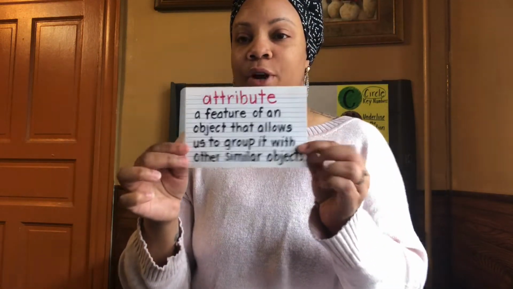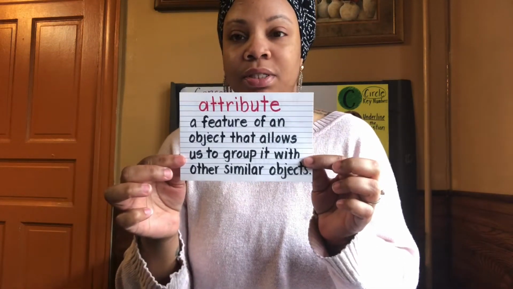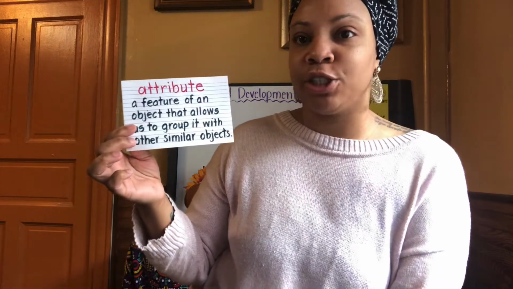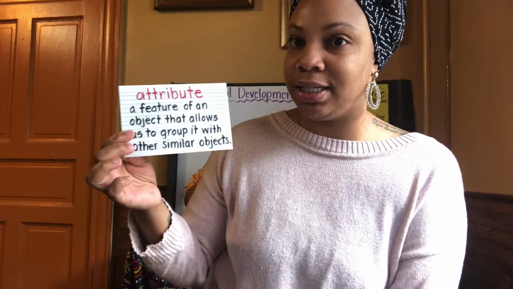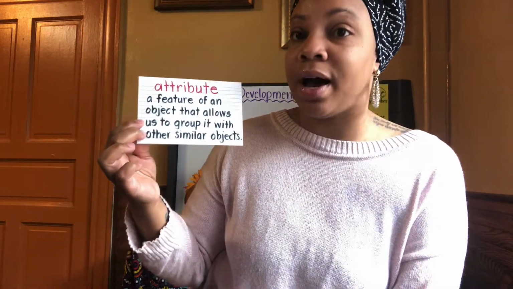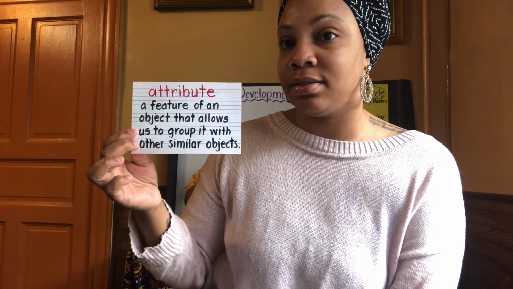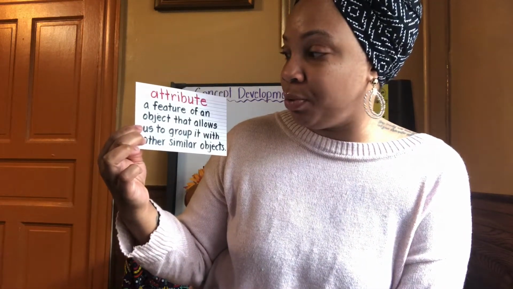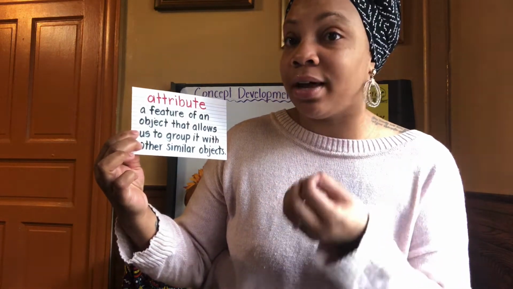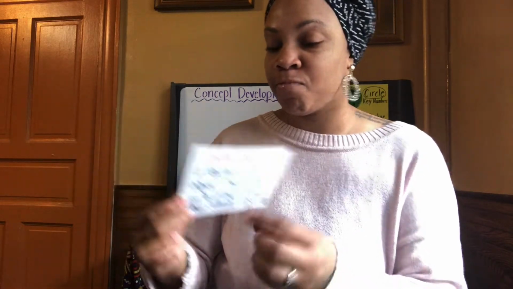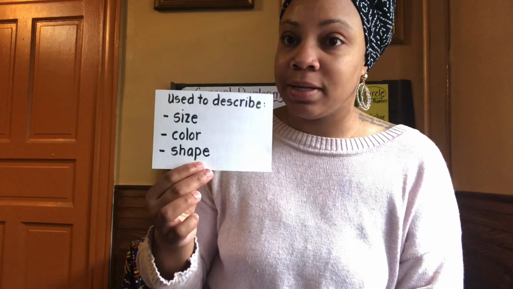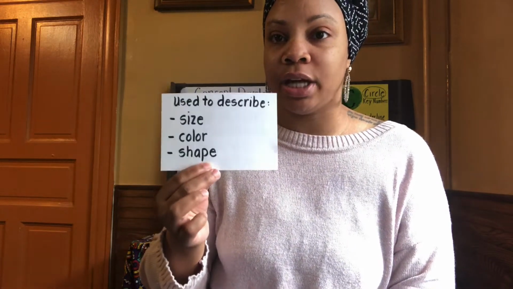Attribute. This is one of our important math vocabulary terms. An attribute is a feature of an object, and we know that feature means the appearance, what it looks like, right? The details about that object that allows us to group it with other similar objects, okay? An attribute is a feature of an object that allows us to group it with other similar objects. Attributes are normally used to describe size, color, and shape.